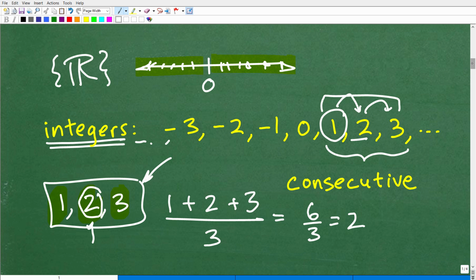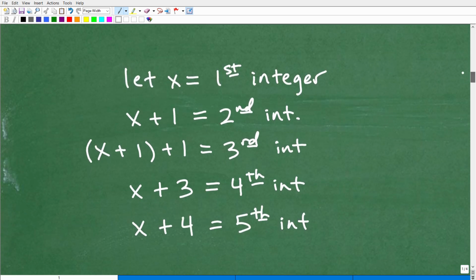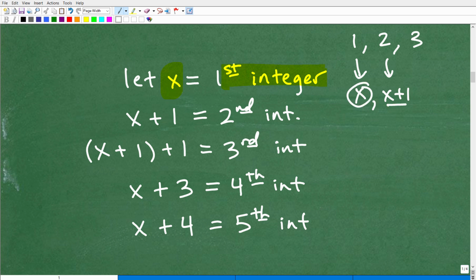Okay, so let's pull this together. What we need is some variables. We don't know what these numbers are, so let's make up a variable to represent these integers. Let x represent our first integer. If x is our first integer, what would be our next consecutive integers? Well, it would be x plus 1. Whatever this number is, we add 1, we get to the next integer. So our second integer would be x plus 1, and then our third integer would be x plus 1 plus another 1, which is x plus 2.